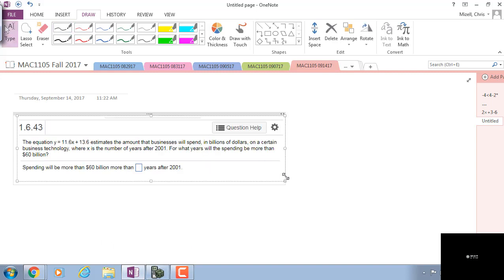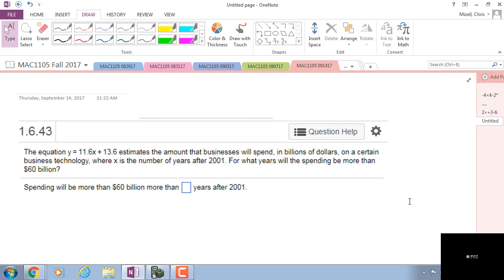The equation y equals 11.6x plus 13.6 estimates the amount that businesses will spend in billions of dollars on a certain business technology, where x is the number of years after 2001. Okay, so we're not trying to tell the future here, evidently describing a trend that's taken place in the past over the last 16, 17 years or so. For what years will the spending, or was the spending, more than $60 billion?